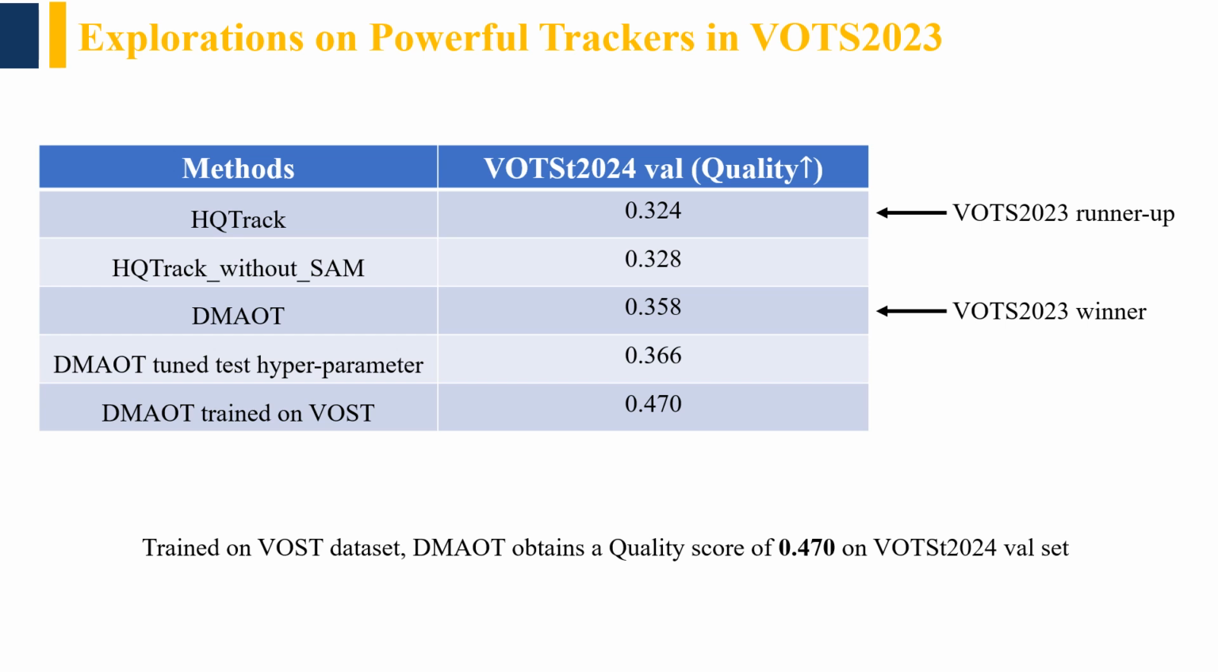Additionally, we remove the post-process of the SAM model in HQTrack and find the quality score instead slightly improved. This may be because SAM can accurately segment various objects, but cannot properly understand objects with transformations, especially those turned into pieces. After training on the train split of the VOTSt dataset, DMAOT achieves improvements by a large margin.